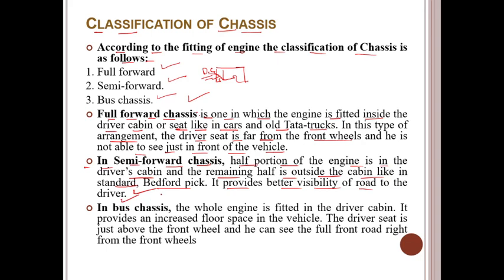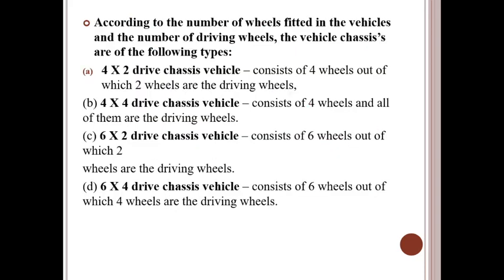Another is the bus chassis. Here the whole engine is fitted in the driver cabin. It provides increased floor space in the vehicle. The driver's seat is just above the front wheel and he can see the full front road right from the front wheels. So it is called the bus chassis.